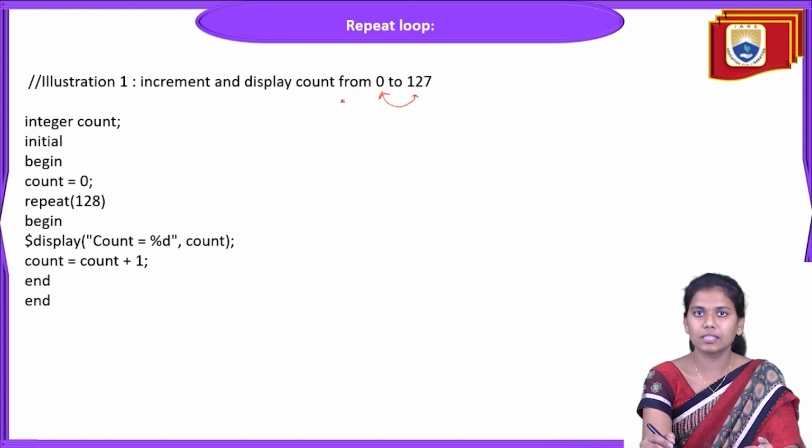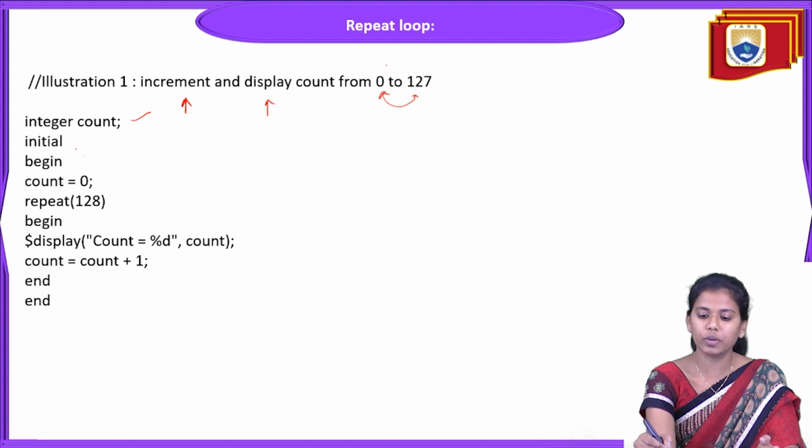So here the particular example says to display the count, increment and display the count. So we have to ponder on two things. We have to increment and as well we need to display. So it goes like this: integer count initial, followed with the begin count. I have to count from 0 to 127, isn't it? So count 0 and then repeat how many times? Till 127 I have to repeat it, right? So 128 times I can repeat until I get the output, or until I count from 0 to 127.